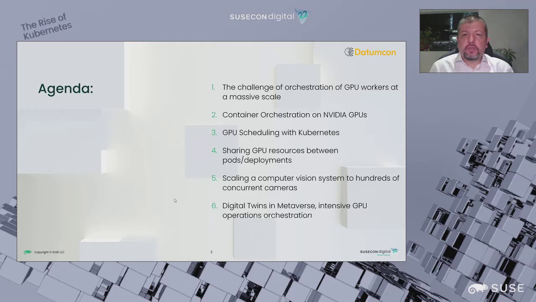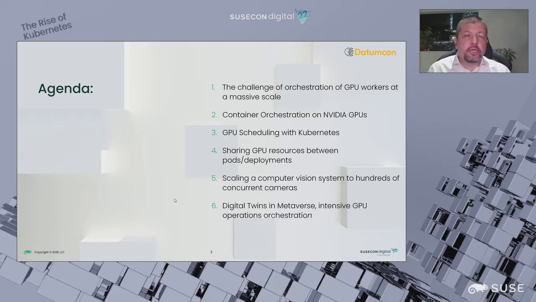The first thing that we're going to want to cover today has to do with the challenge of orchestration of GPU workers at massive scale. By this, I mean Kubernetes systems that will have the capacity of processing not just one video feed, two video feeds, 10 video feeds, but in the scale of hundreds or even thousands of concurrent video feeds at the same time. And how specifically is it that we use GPUs and we orchestrate all this via a Kubernetes Rancher SUSE type of solution.